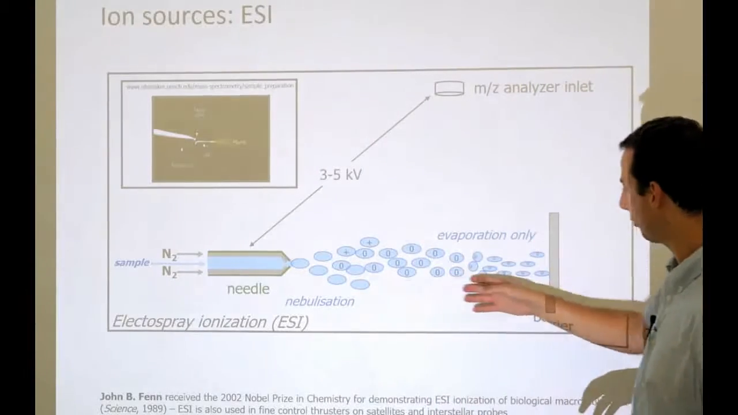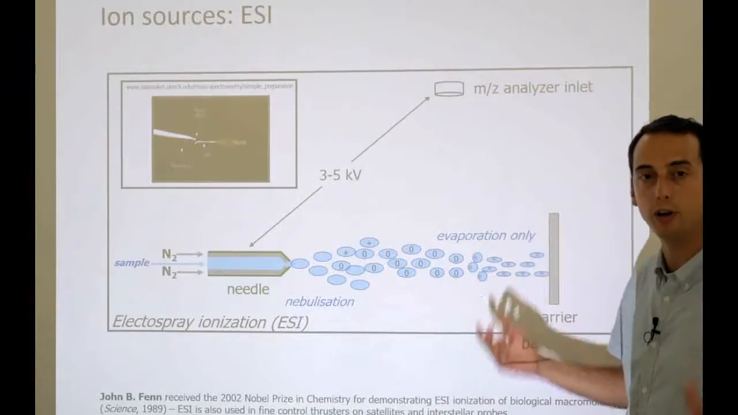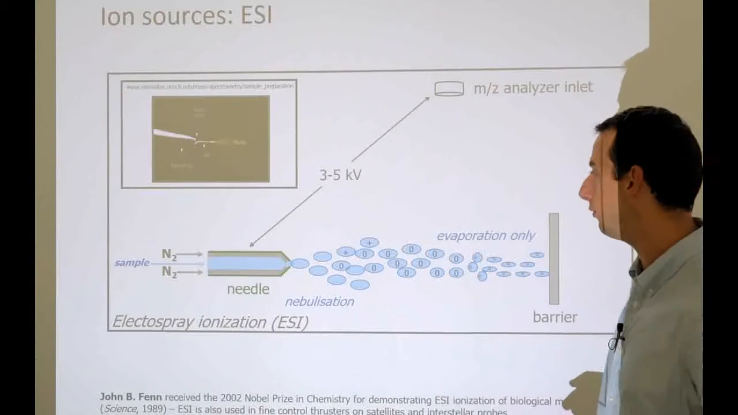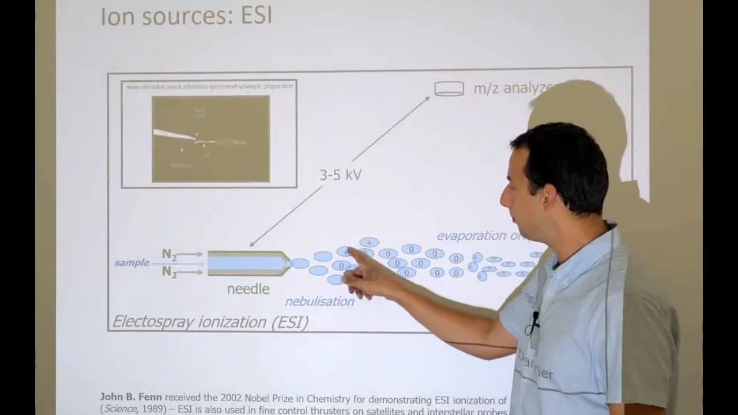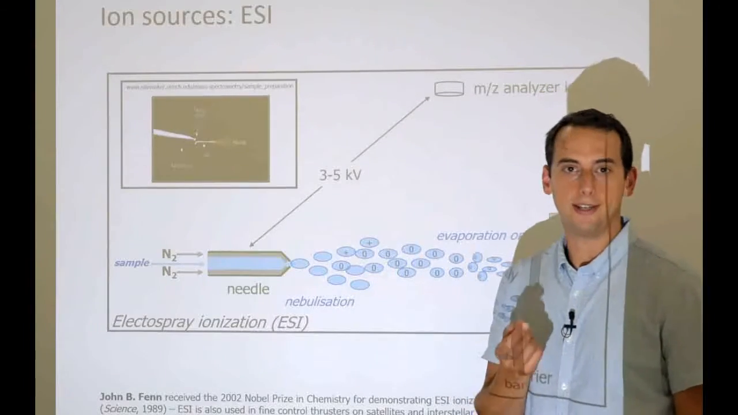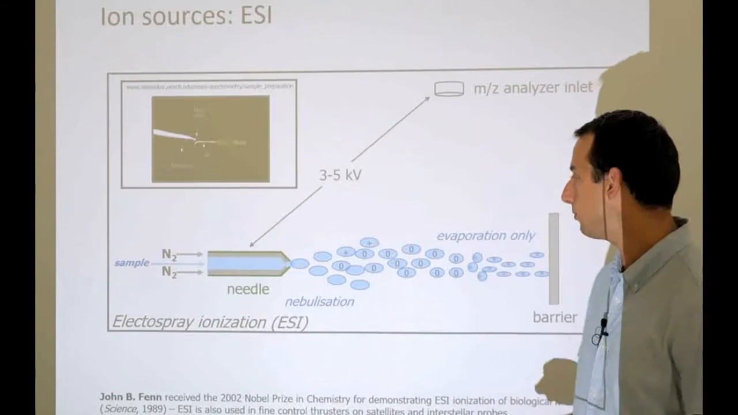And that's what you see here. The droplets become smaller, but then ultimately they do nothing. They just hit the barrier, and that's the end of their journey. Much more interesting is it to look at the positively charged droplets because they contain sample analytes. And let's see what happens to those.